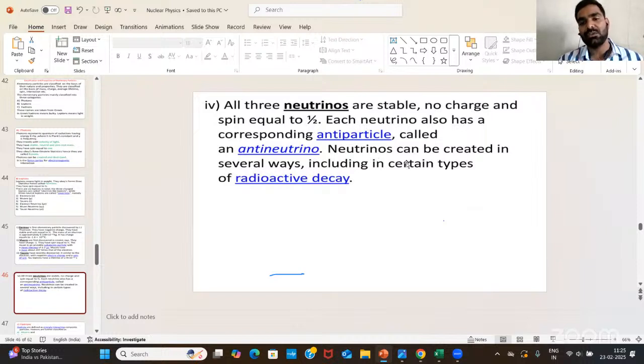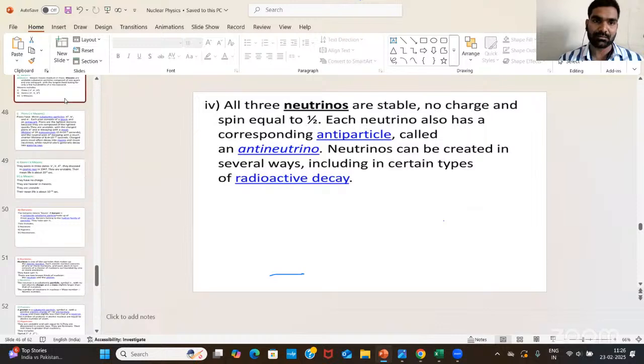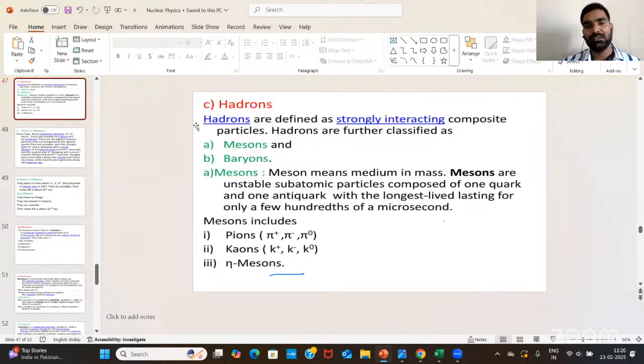Neutrinos can be created in several ways, including in certain types of radioactive decay. We have seen the beta decay, right? Neutrinos are created in the beta decay. In yesterday's class, we discussed this beta decay neutrino thing. So those are about the leptons. Now we are going to discuss the hadrons.